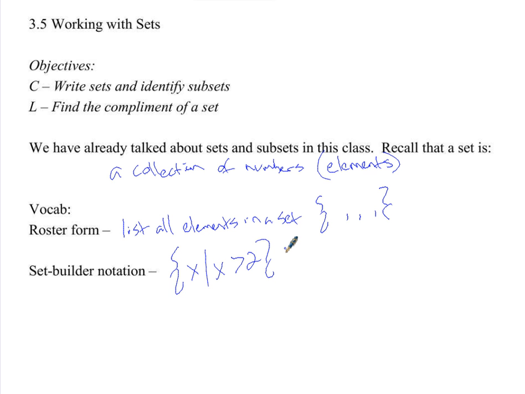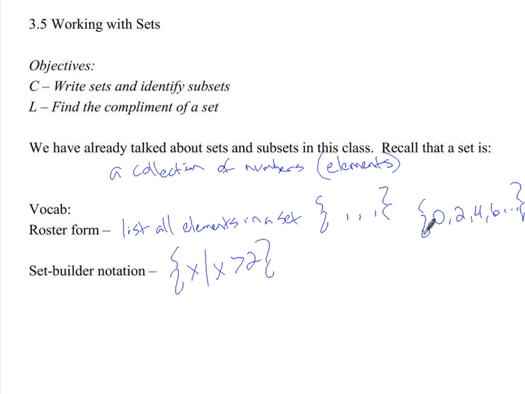For example, if I have the roster form of a set that looks like this, 0, 2, 4, 6, and then dot, dot, dot. What does that dot, dot, dot mean? It keeps going, following this pattern. What is the pattern that we see? These are even numbers. But not just even numbers, they are the positive even numbers, right? Because I'm not going dot, dot, dot this way, okay?